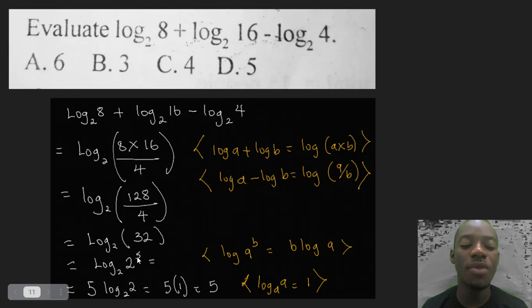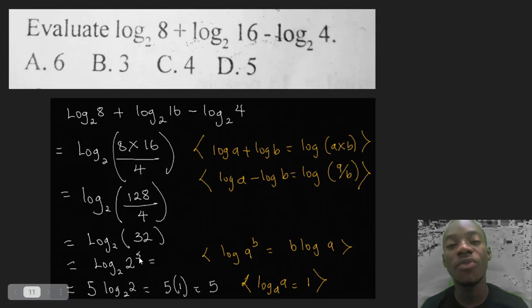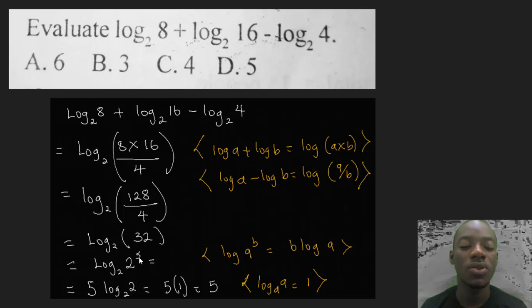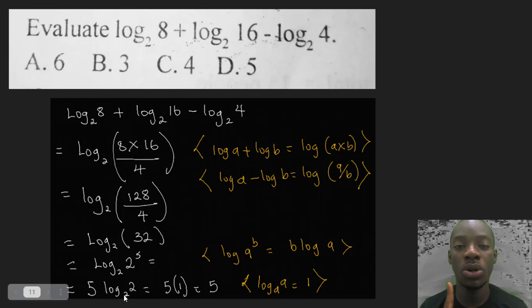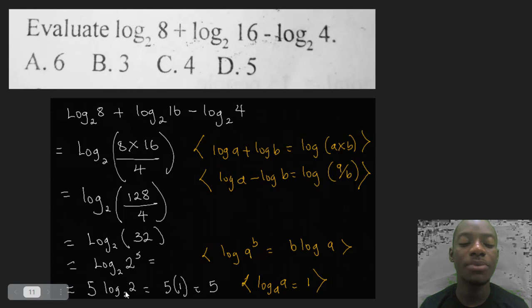This power 5 will go to the front. It will become 5 log 2 2, because in logarithm, there's a law that says that anything power will come to the front of the logarithm. So we have raised to the power 5, the 5 will come to the front: 5 log 2 2. And there's another law that says that whenever the numbers are the same, it will become 1. It will become 5 times 1.